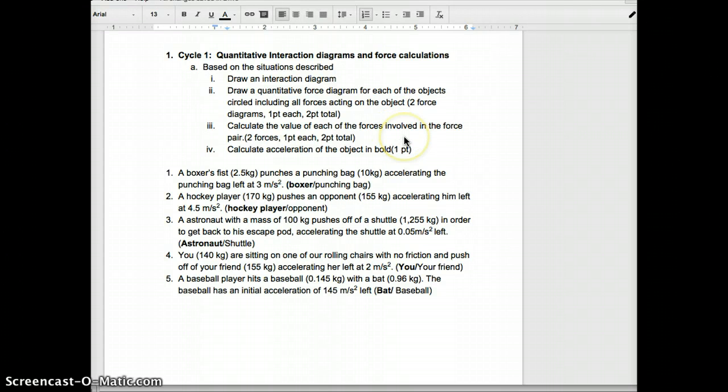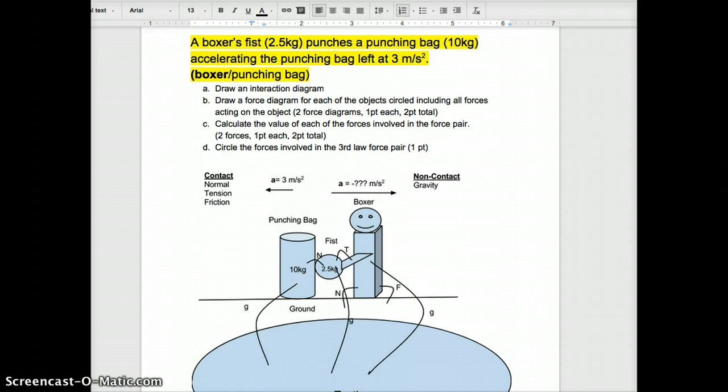Calculate the value of the forces involved in the force pair, meaning the action force and the reaction, and then calculate the acceleration of the object in bold. So here we have a boxer's fist, kilograms, punching a punching bag that's 10 kilograms. We find that the punching bag accelerates to the left at 3 meters per second squared.